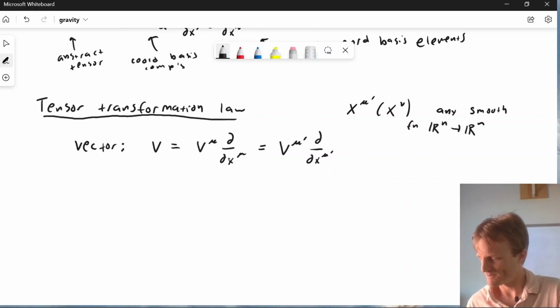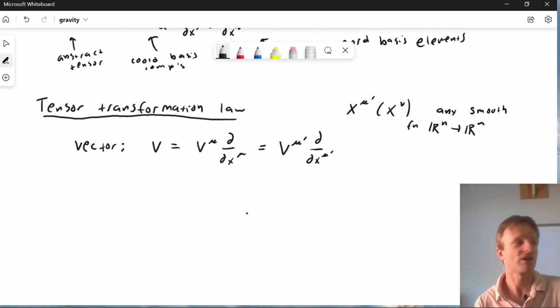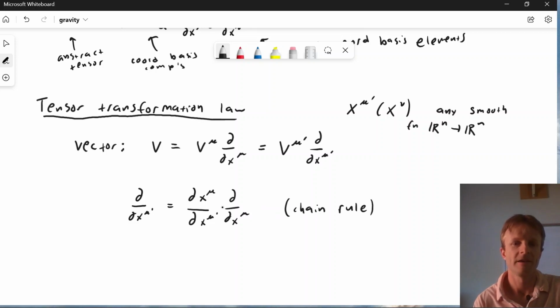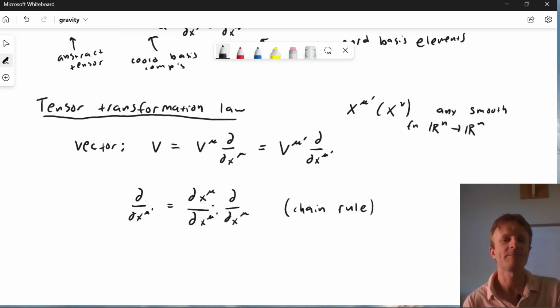And we know how to relate partial derivatives in one coordinate system to another. That's the chain rule from calculus. So we have d by dx mu prime has to equal dx mu over dx mu prime, d by dx mu. This is just the chain rule for partial derivatives. In a slick notation where I can't possibly mess it up because I get to line up the primed indices downstairs and make sure there's one up, one down for the unprimed indices.